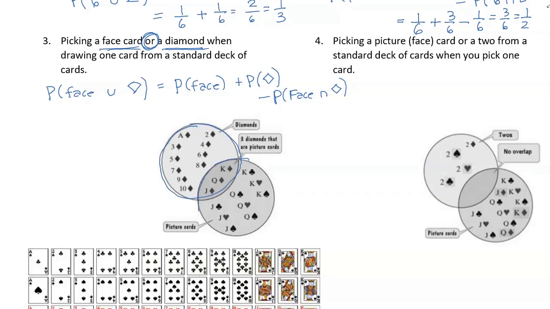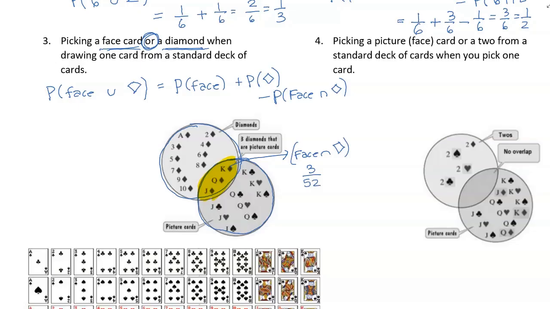And in the bottom circle, we have all the face cards listed. But something interesting is happening right here. The Jack, Queen, and King of diamonds have been put in the intersection because those are both face cards and they are diamonds. So that means 3 out of our 52 cards.